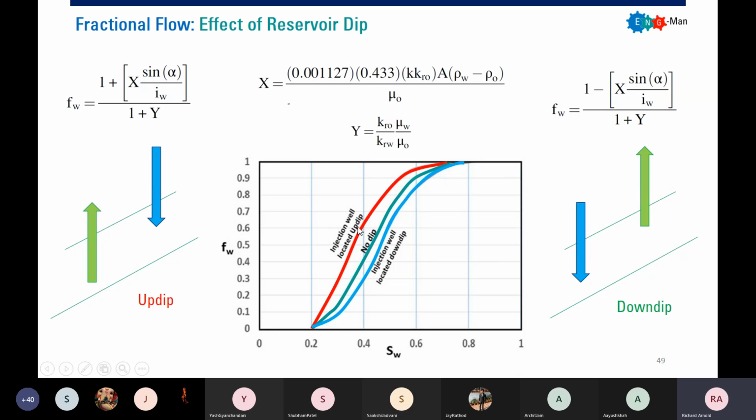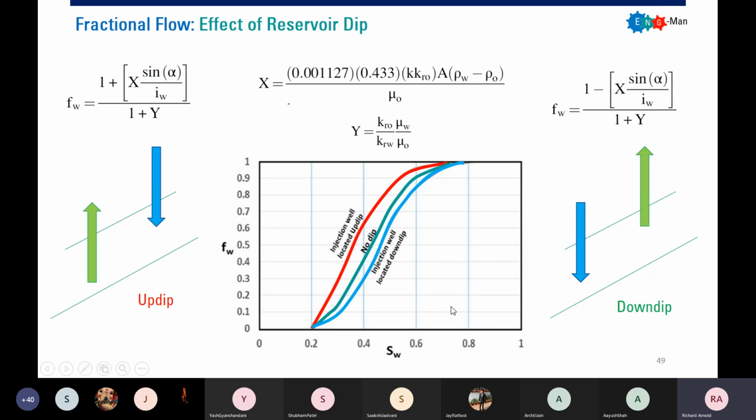Okay, if you plot the fractional flow curve, you will get more or less this trend. If you have no dip, horizontal reservoir, you will get this green trend, green profile. If you have up-dip injection, injection well located up dip, you will have faster, higher water cut, and it's not good. But if you locate your injection well lower than your producer, you will have better performance. Okay, so you can see in this plot, in this chart.